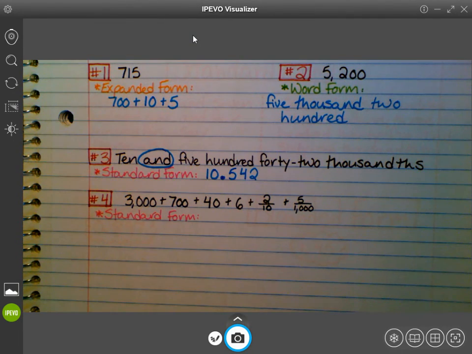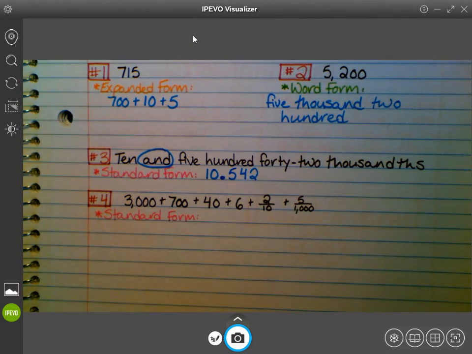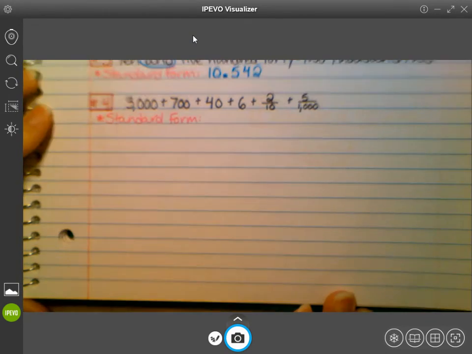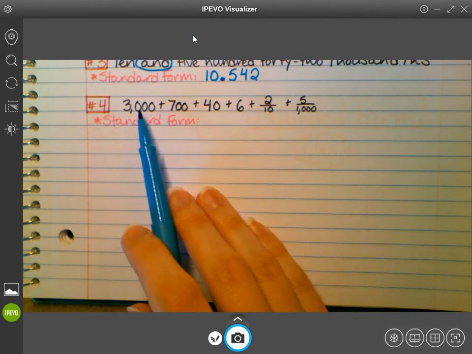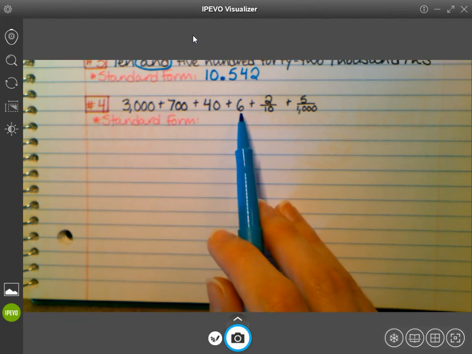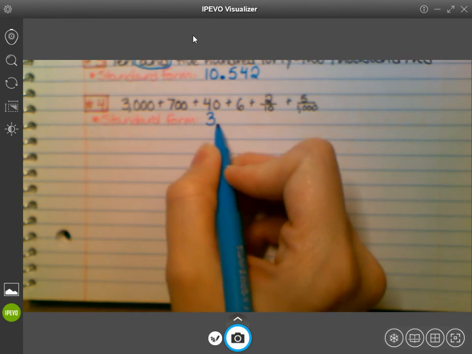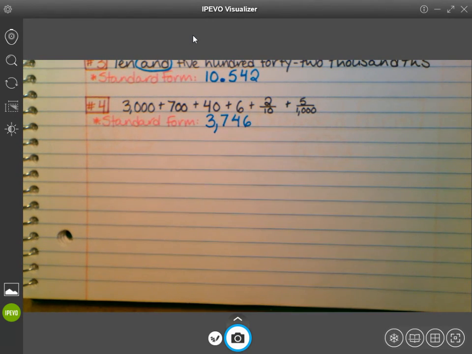How many of you got number 3 correct? Okay. All right. Awesome. Then we have number 4, and I'm going to scoot this up so hopefully it's a little brighter up on the smartboard. Oh, it is. Awesome. Okay, so for number 4, how many of you felt comfortable with the first 4 numbers in the expanded form? Okay, so if we start with that, 3,000, so I'm going to put a comma, 746. Okay, now I have these fractions.